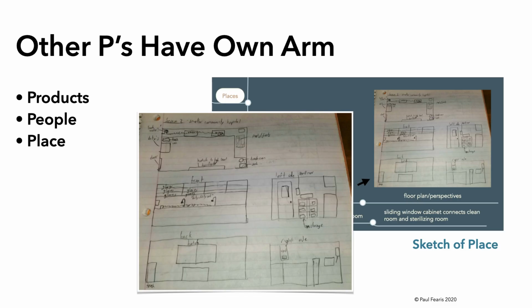Use the other arms of the mind map to capture the other Ps, the products, the people, and here's an example of a sketch from a notebook of the room layout. So this is a helicopter view, and also some views of the walls and where things were stored, where people maybe move around, where different items are kept, and where they have to go to get them.